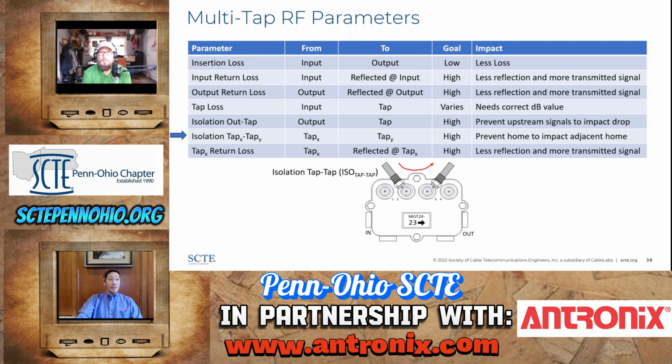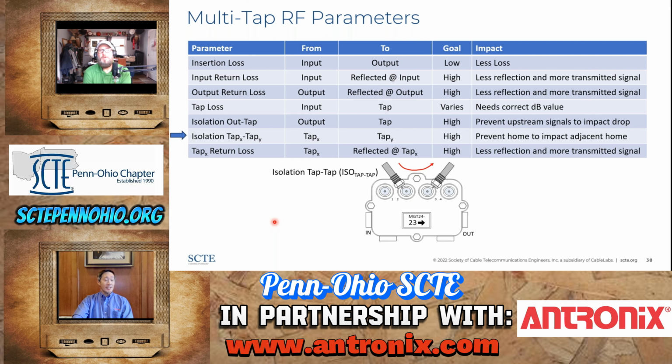The next parameter is the isolation from tap to tap. Obviously, when you have one home connected to one of the tap ports and another home connected to another tap port, you want them to be isolated, so any upstream signals from one home do not go down to affect the adjacent home. So you do want high isolation between all the tap ports. This is typically what we consider port-to-port isolation, right? Correct. A good value for port-to-port isolation would be 25 dB, somewhere in there.